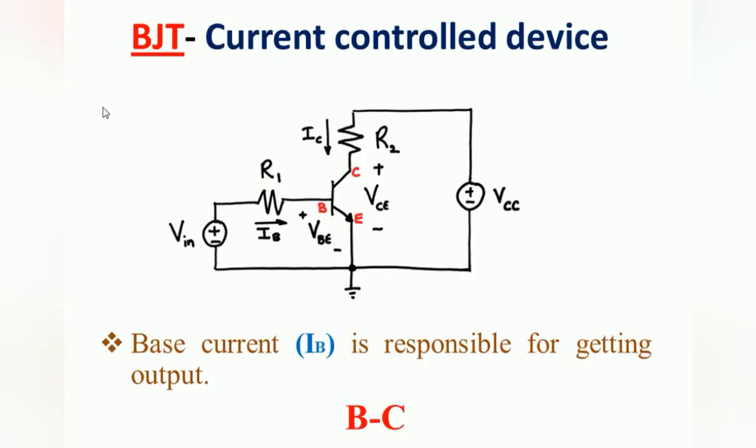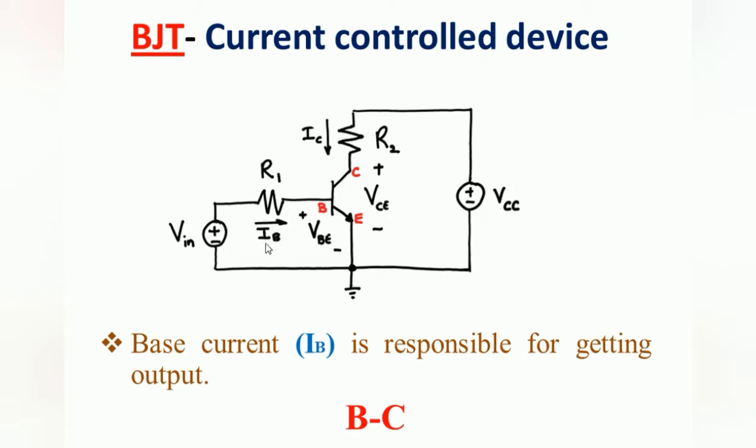Normally the BJT is called a current control device. There are mainly three types of control devices: current control device, voltage control device and charge control device. The BJT is normally called a current controlled device. This is the internal circuit of the BJT: base, collector, emitter. The base to emitter is biased using a voltage source, and the output side is also biased. Whenever we give the supply between the base and emitter terminals, the base current flows through the base terminal.